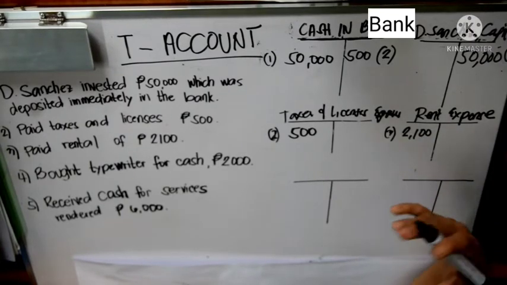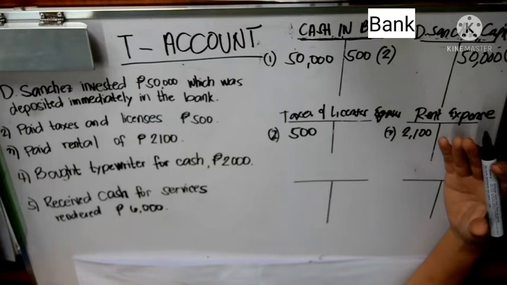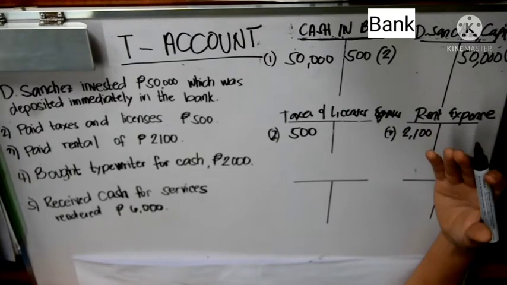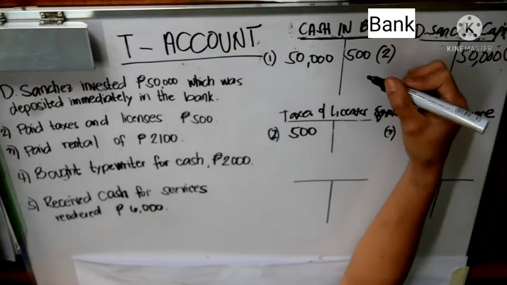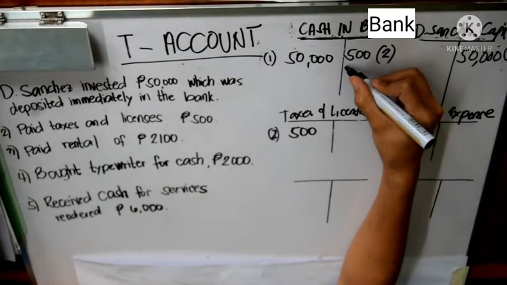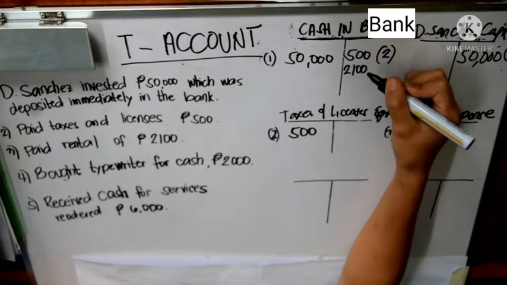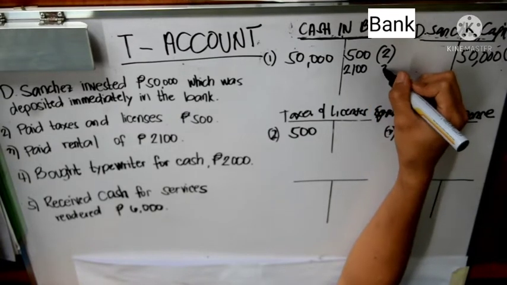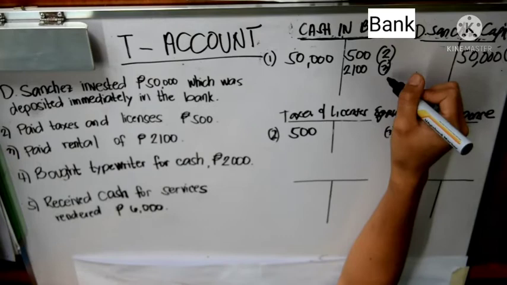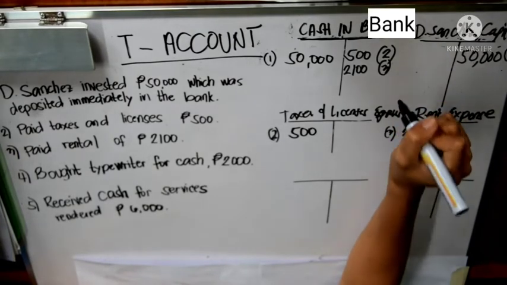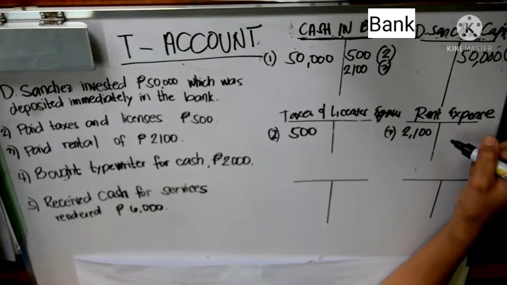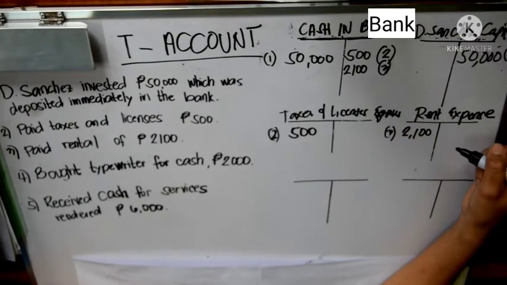So, again, nagbayad tayo. Ibig sabihin, naglabas tayo ng pera. So, dahil naglabas tayo ng pera para pangbayad sa ating rent expense, magke-credit ulit tayo ng 2,100 sa ating cash in bank. So, ibig sabihin, nabawasan na naman yung ating cash in bank ng 2,100 na ipinambayad natin sa ating rent expense. Okay? So, number 4, bought typewriter for cash, 2,000 pesos.